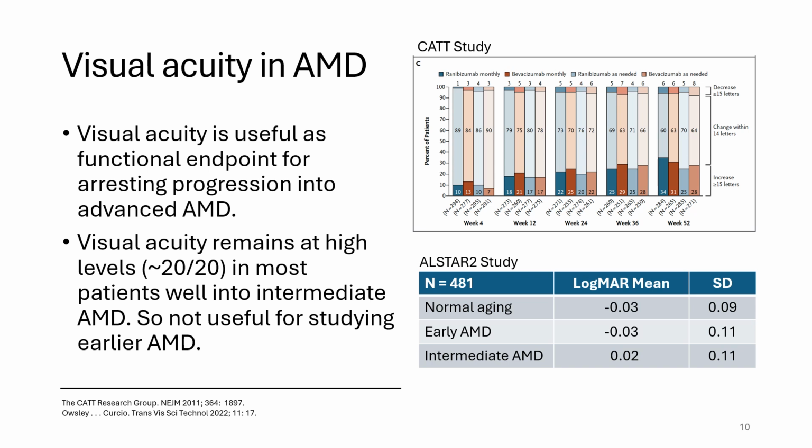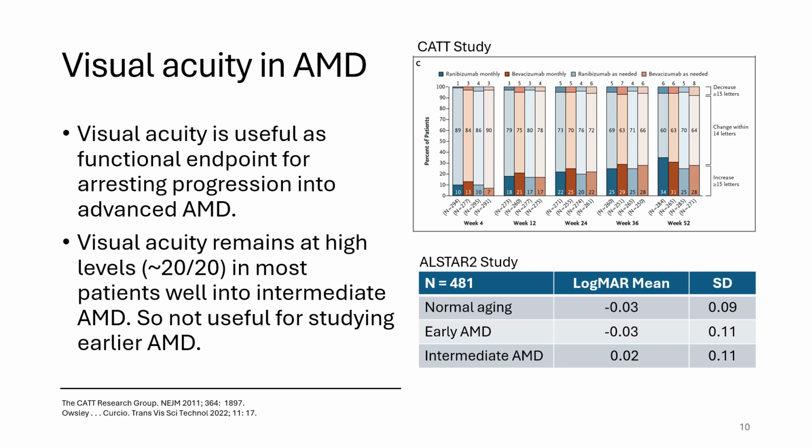Visual acuity is highly useful for studies on advanced AMD, since in the course of AMD, advanced AMD is when visual acuity actually declines. On the top, we see that it was very useful in the CATT study for demonstrating the equivalence between these two treatments for neovascular AMD.